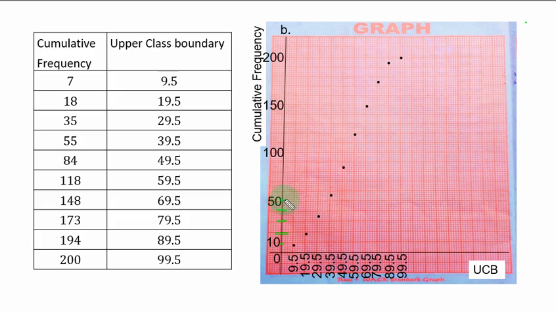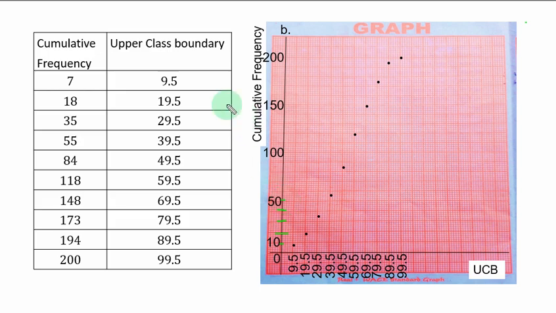Because I don't want the values too close, I left those spaces behind, but I just explained that the values are there. All right, so the scale is 1 cm to 10 units. That implies that one line is 2. On the upper class boundary axis, there is no special scale.